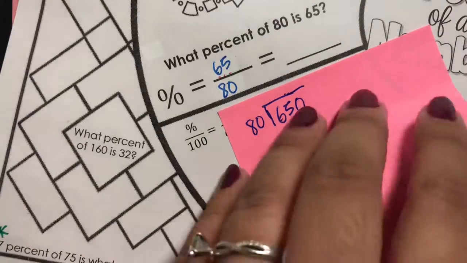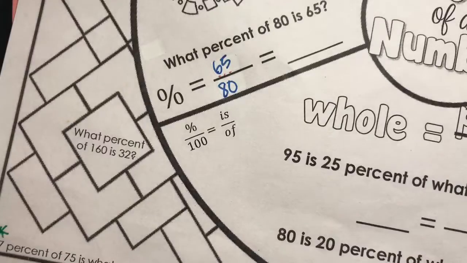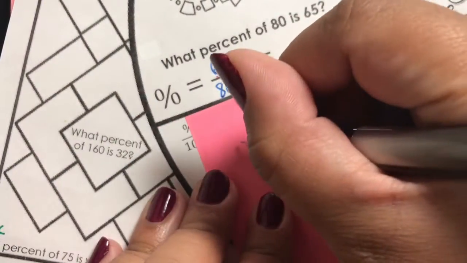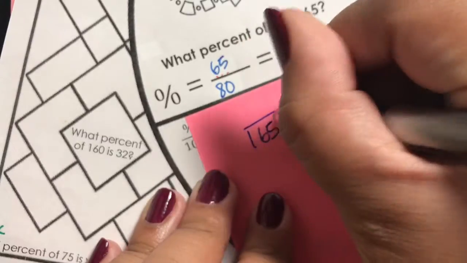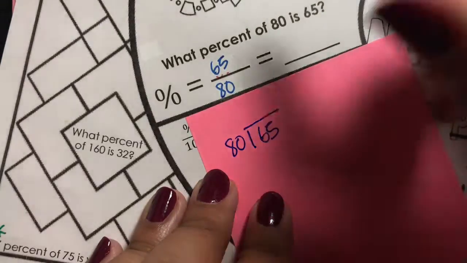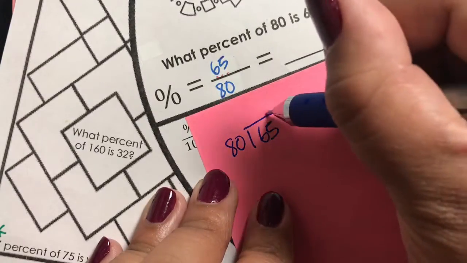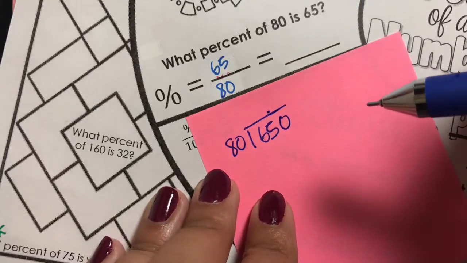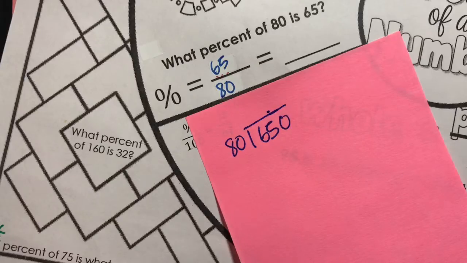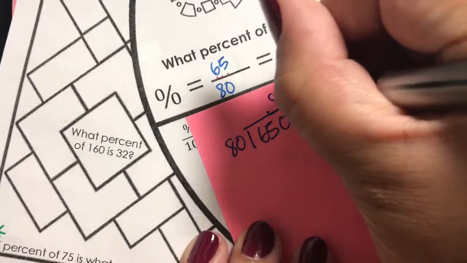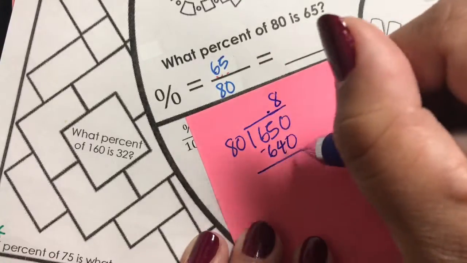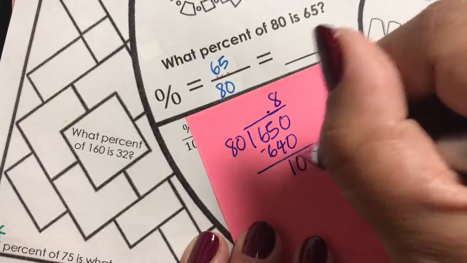Hold on. Let me do this again. So 65 is our numerator, that's inside the house, and 80 is on the outside. So 80 can't go into 65, so we need to put our decimal and add our 0. Okay, and then how many times does 80 go into 650? It goes in 8 times. 8 times 80 is 640. 650 minus 640 is 10.